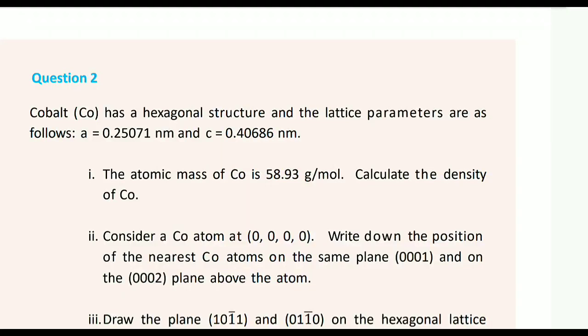In this video, we are going to solve part 1 of this question. The problem says that cobalt has a hexagonal structure and the lattice parameters are as follows: a equals 0.25071 nanometer and c equals 0.40686 nanometer. In part 1, it says that the atomic mass of cobalt is 58.93 grams per mole. Calculate the density of cobalt.